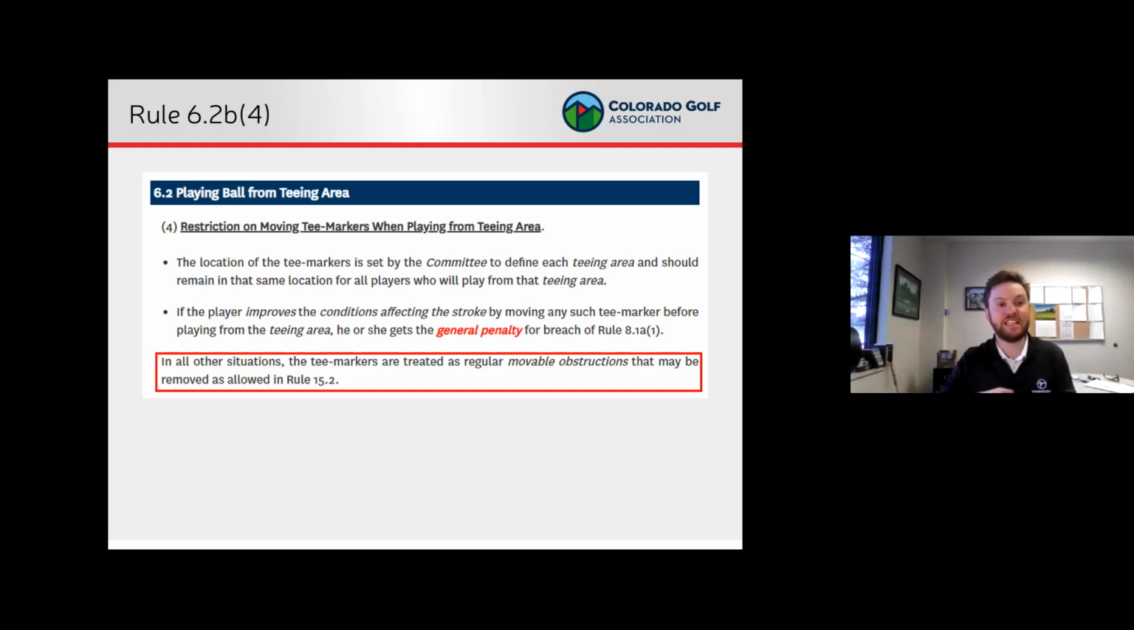So here, this is one of the exceptions back to Rule 6. We didn't cover Rule 6. There's a lot going on there, but this is just kind of a callback to say this is when the exception for 15.2 applies. You can't move it when you're playing the ball from the teeing area. In all other situations, when you're not playing from the teeing area, they can be treated as movable obstructions and can be moved. As long as you're not doing something like adjusting the tee markers because you thought they were wrong. That's another situation we're not going to get into, but it's one of the exceptions.